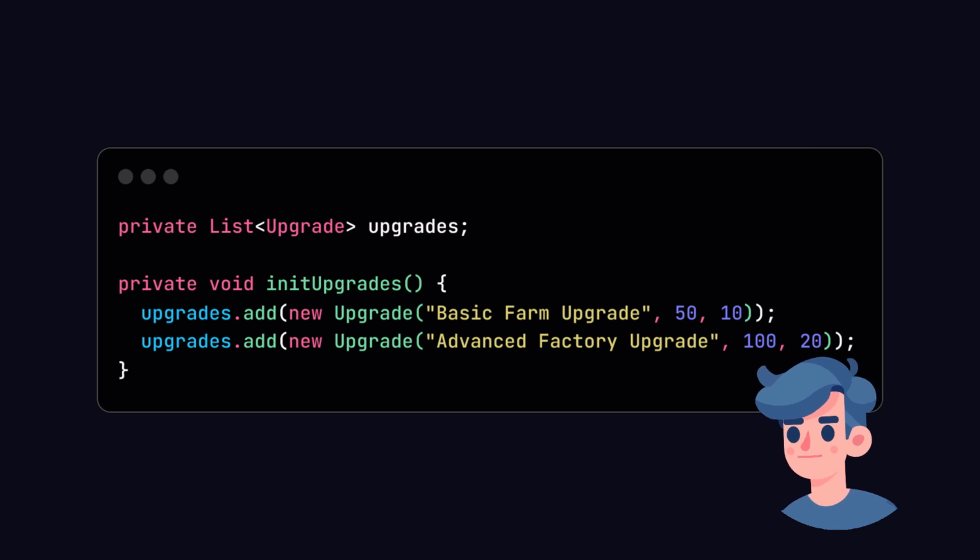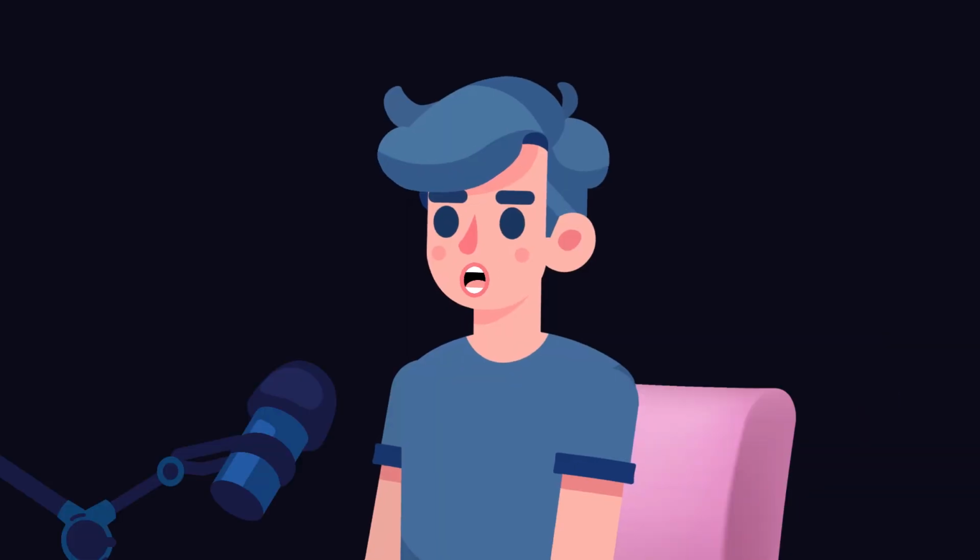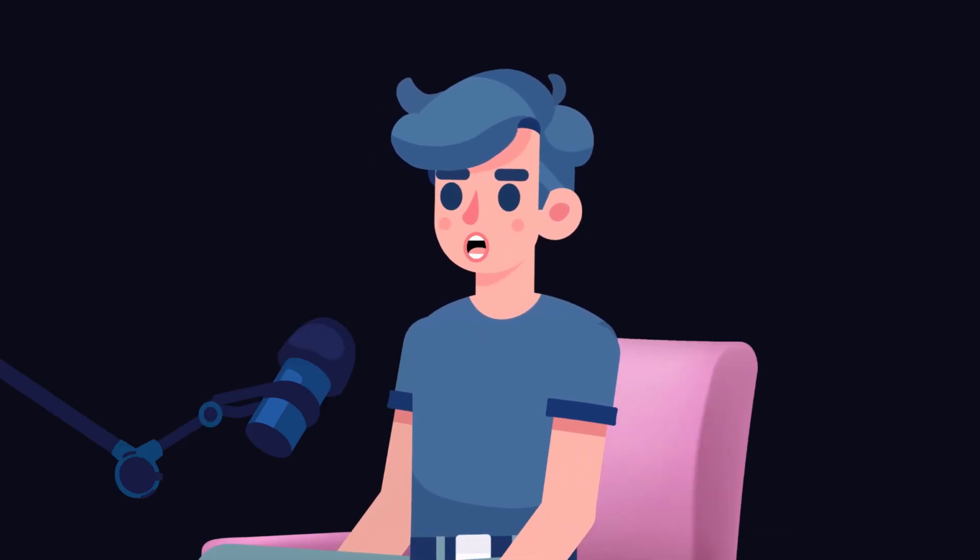Finally, let's create a simple menu system for players to select their upgrades. The menu should display available upgrades based on the player's current earnings. We've initialized a list of upgrades in the init upgrades method. Each upgrade has a unique cost and benefit, and players can select one to apply it to their business operations.